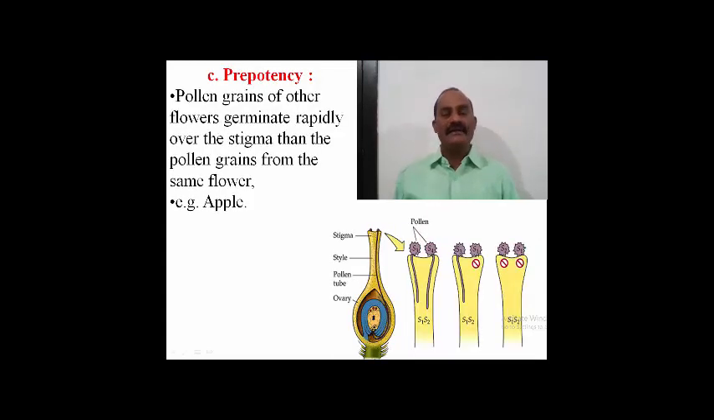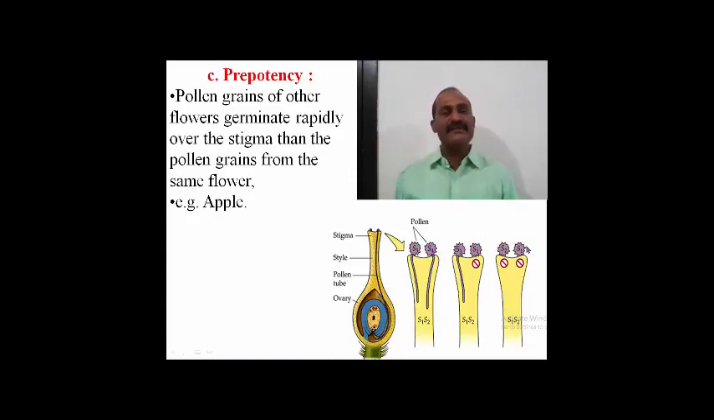Then we can have prepotency. Now what is prepotency? Pollen grains of another flower germinate more rapidly over the stigma than the pollen grains of the same flower. So the androecium and gynoecium of the flower mature at the same time, but the pollen grains of the same flower, as you can see here, are shown by S1, S2, S1, S2. The S1 pollen grains are rapidly germinating as they belong to a different flower or different plant, and these are another pollen grain which is not rapidly germinating.